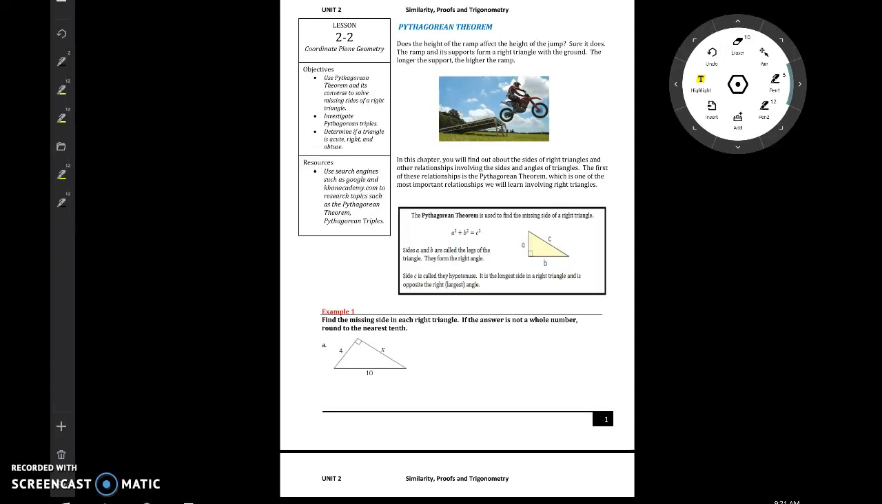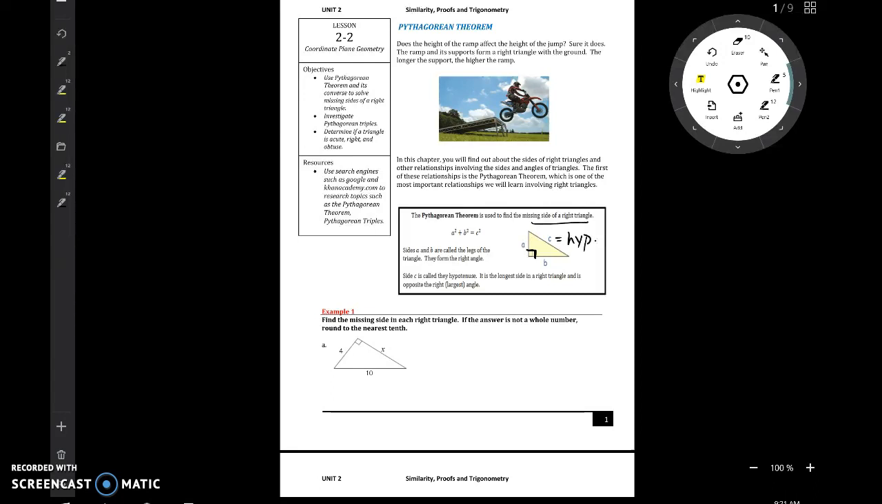Okay, so lesson 2.2, the Pythagorean theorem, a theorem that you've used, not brand new to you. So let's review what this is. The Pythagorean theorem is used to find the missing side of a right triangle, and a right triangle only. A squared plus B squared equals C squared, where A and B are the legs of the triangle, so they form the right angle, and then C is the hypotenuse. C is always the hypotenuse.